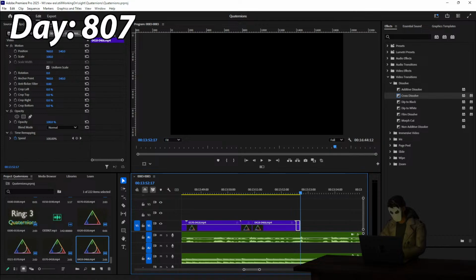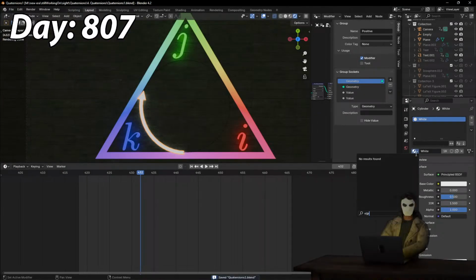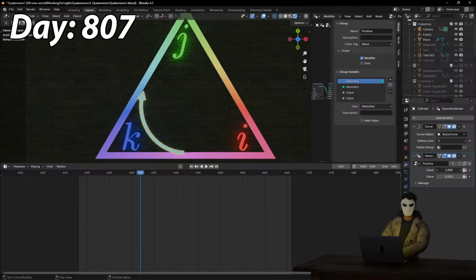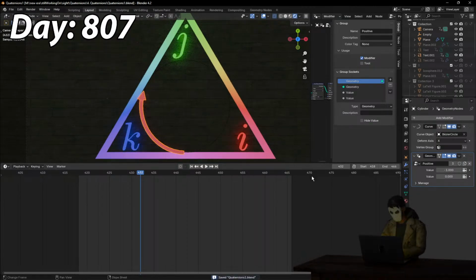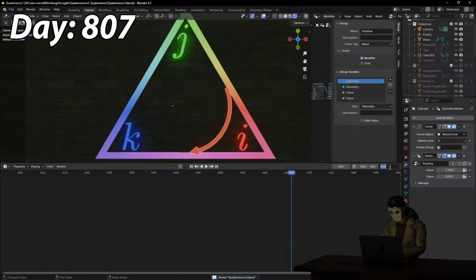Negative. Alright. And funny enough, in order to make it negative, I need to give it a positive shader because my system makes sense. Plus 48.